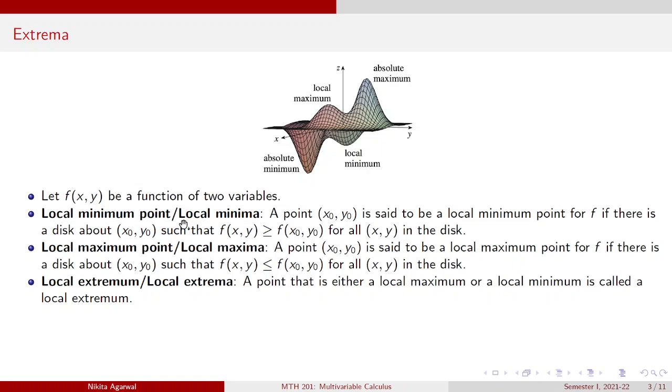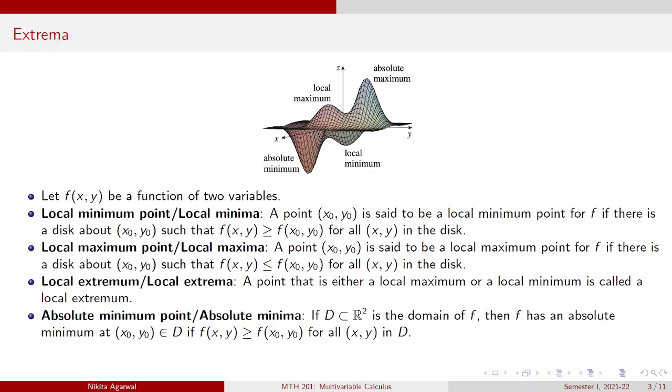This was about local, right? Now, what about absolute? So an absolute minimum point is defined as follows. Suppose D is the domain of f. So D is the set in R2 where this function f is defined. Then f has an absolute minimum at this given point in the domain if the value of the function at this point is smaller than all the other possible values in the entire domain. Now it's no longer a local feature, it's a global feature. It's happening everywhere on the domain.